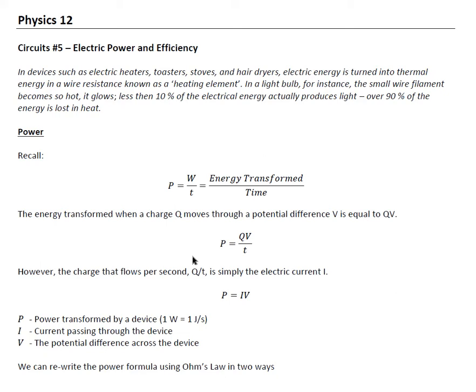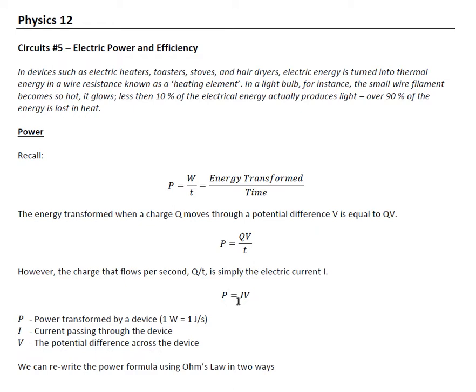Okay, so let's finish up with our final topic in circuits, looking at electric power and efficiency. A pretty straightforward topic, nothing really new. Power is just defined as work over time, so energy transformed divided by amount of time. There's another way we can write it: power is equal to charge times voltage divided by time. This is basically how we derive that P = IV.